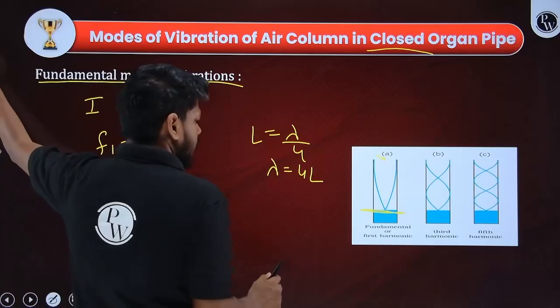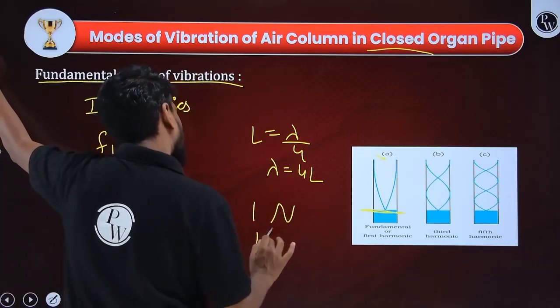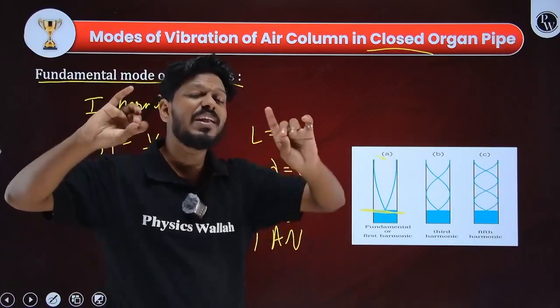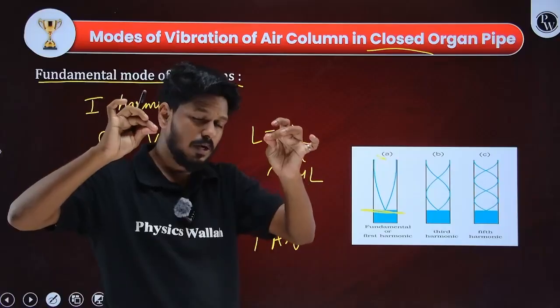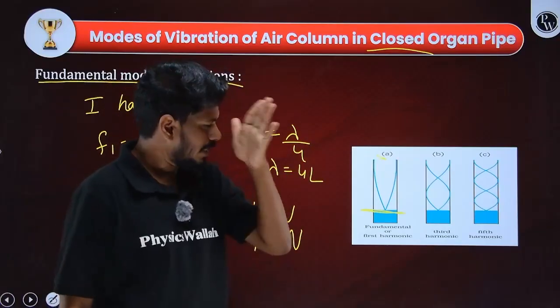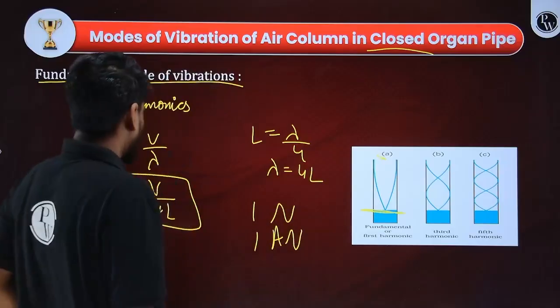Number of nodes. So it is first harmonic. So one node and one antinode, because one end is open, one end is closed. If both ends are closed, we get one extra node. If both the ends are open, we get one extra antinode. Here we have one end open, one end closed. So equal number of antinodes and nodes.